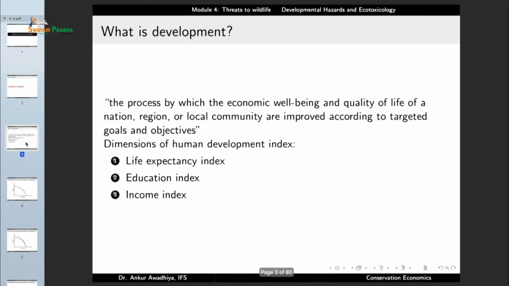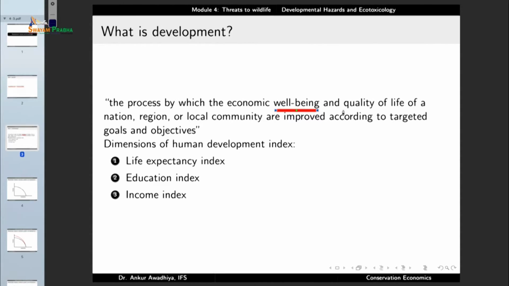Now this is different from development. Development is the process by which the economic well-being and quality of life of a nation, region, or local community are improved according to targeted goals and objectives. Now, when we are talking about development, we are not talking about an increase in size of something. We are talking about things such as well-being, or we are talking about things such as quality of life.